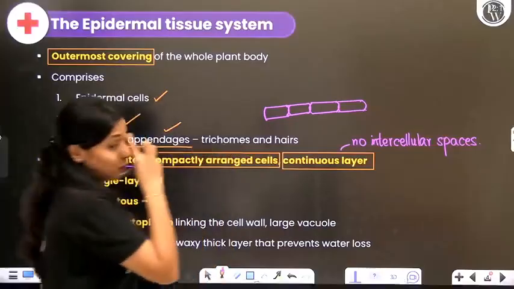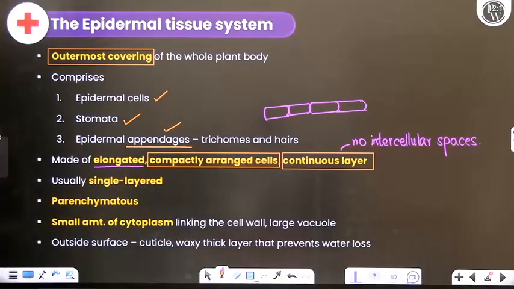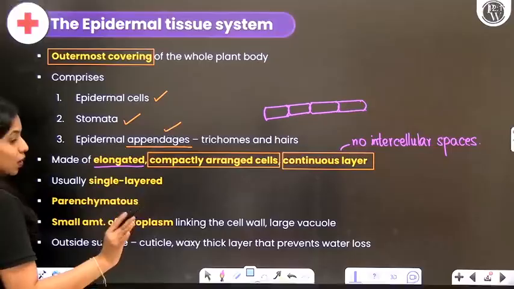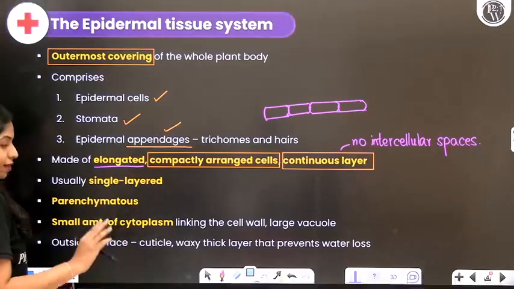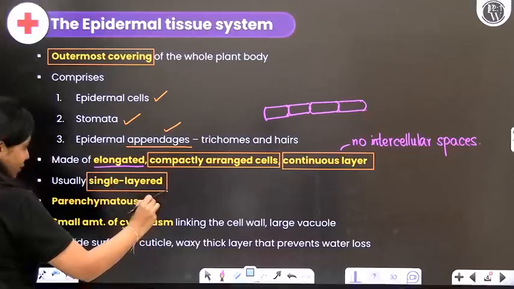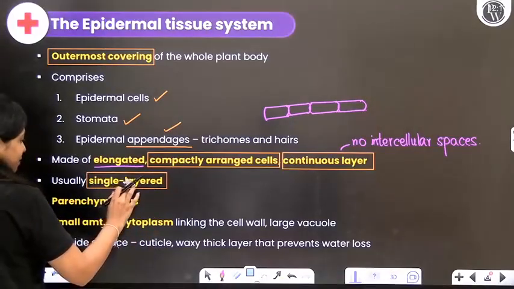Okay, so it will look like that. Next, generally it is single layered. Of course, there are exceptions. You won't have to learn about them. But in the majority of cases, it will be a single layer. In some conifers, you can see a multi-layered epidermis.